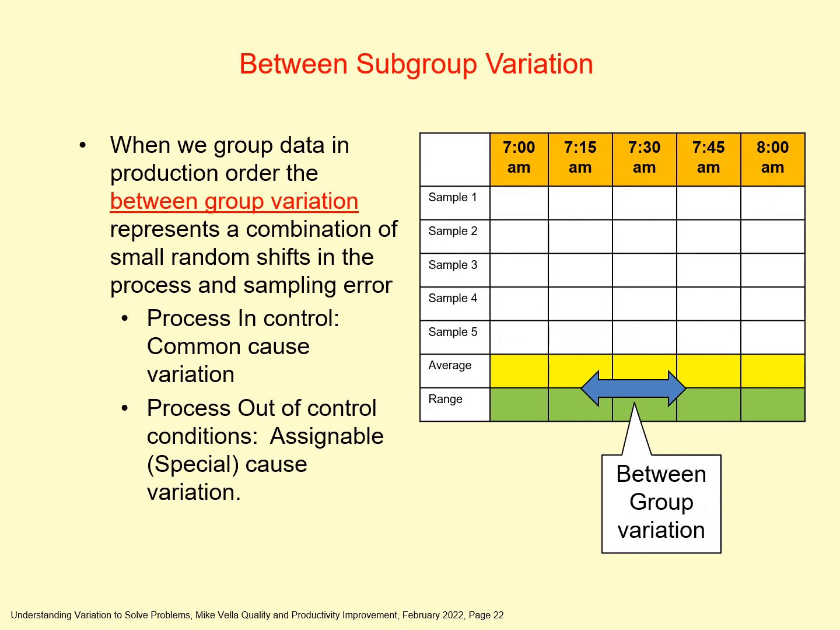Now, between group variation is the variation that we see from time to time from selection of subgroups. So again, indicating the arrow, it's the variation that we see between subgroups. When we group data in production order, the between group variation represents a combination of any changes or shifts in the process or sampling error. If the process is in control, we'll call that common cause variation. If the process is out of control, we're going to be talking about this assignable or special cause variation.